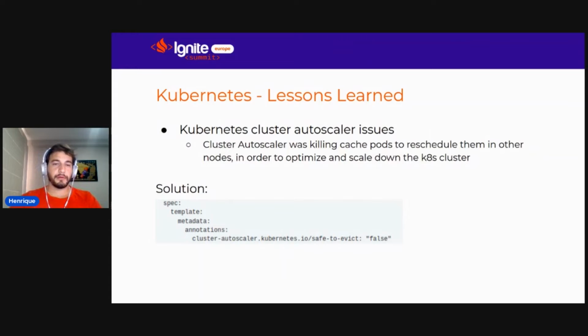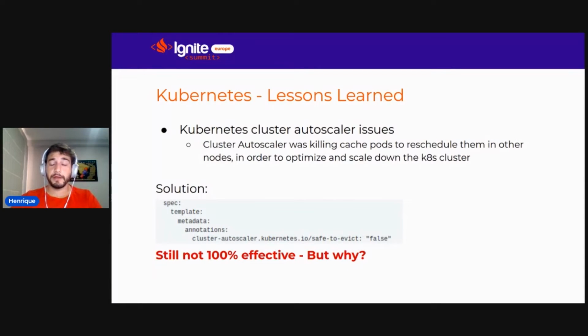The first problem we had was with the Kubernetes cluster autoscaler. It was killing cache pods to reschedule them on other nodes. This is a regular application inside a Kubernetes cluster, in order to scale down the cluster and optimize resource usage. This is, of course, a regular thing to do with stateless applications. When you are working with stateful applications, it's a good idea to annotate them with the safe-to-evict annotation. This will make the cluster autoscaler ignore those pods when performing this kind of operation and avoid killing stateful applications. But when we did this, it was still not 100% effective.